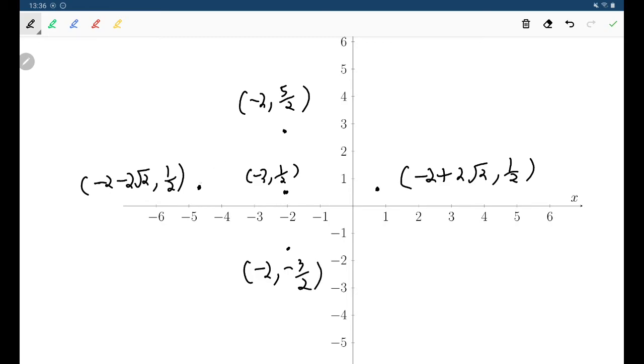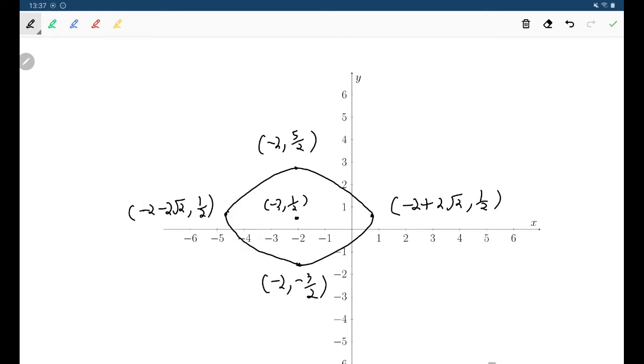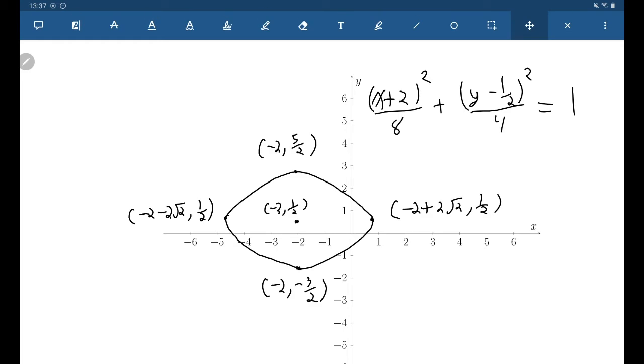There we go. Now I'm just going to draw my ellipse as best as I can, trying to make it as smooth as I can. Relatively okay. And now the only thing left for me to do is just label my graph. So I have x plus 2 squared over 8 plus y minus a half squared over 4 equal to 1. There we go. So there's a nice well-labeled graph of that ellipse.